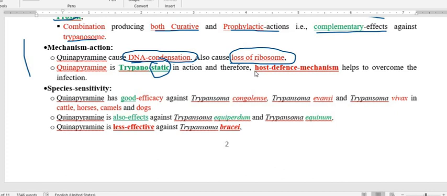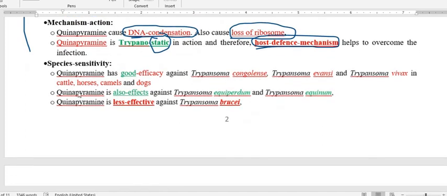Quinapyramine chloride and sulfate are actually trypanostatic, and because of this nature, the drug requires the host defense mechanism to inhibit the growth and achieve the final killing of the protozoa. So quinapyramine is trypanostatic in nature, therefore it requires the host defense mechanism.